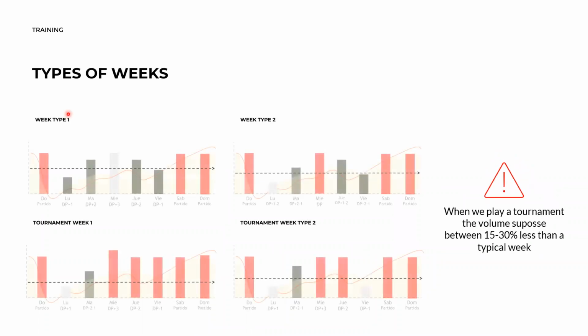What we have seen, and I will go into detail about this later, is that when we play a tournament, for example, 6 games in 5 days, we accumulate between 15 to 30% less volume than a typical week with 4 practices and 2 games. So the number of activities is the same, but 4 practices and 2 games provide more volume from an external load perspective than 6 games.